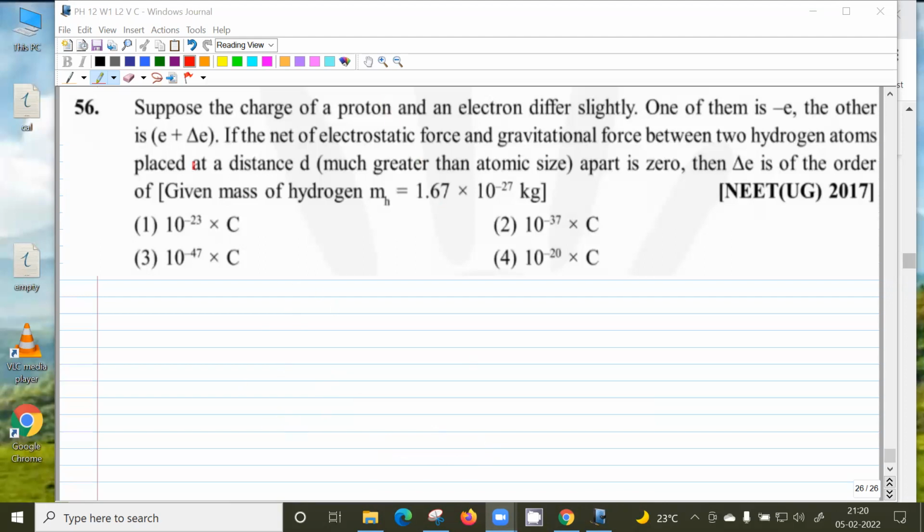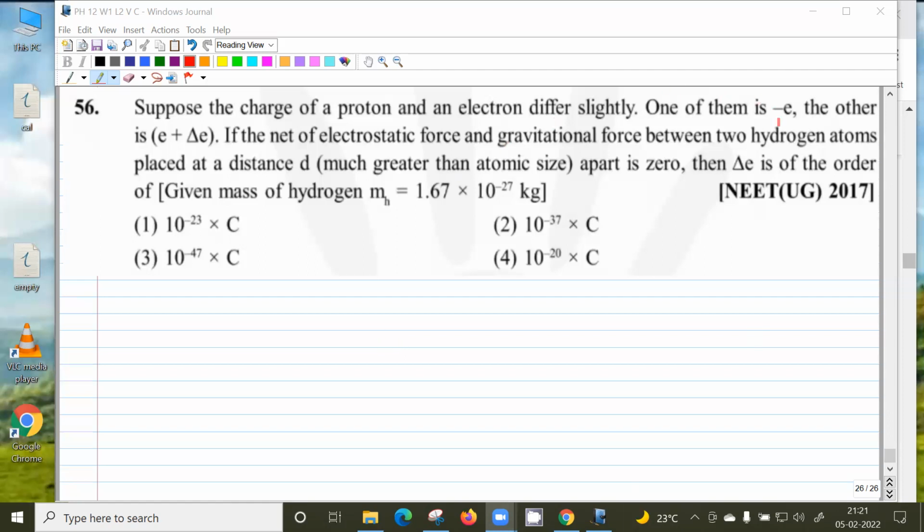Okay, suppose the charge of proton and electron differs slightly. One of them is minus e, the other one is e plus delta e. And what is the value of e? 1.6 into 10 power minus 19. Plus or minus? Always e is positive, but the charge of the electron is minus e. Don't make that mistake.